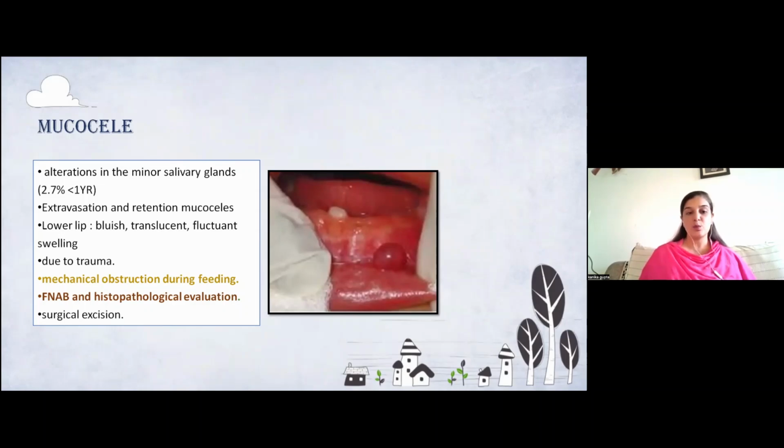The lower lip is most commonly involved, in the form of a bluish translucent fluctuant swelling. It happens because of trauma, as it leads to mechanical obstruction during feeding. Identification or evaluation is basically through either histopathology or FNAB. Surgical excision is the treatment of choice.